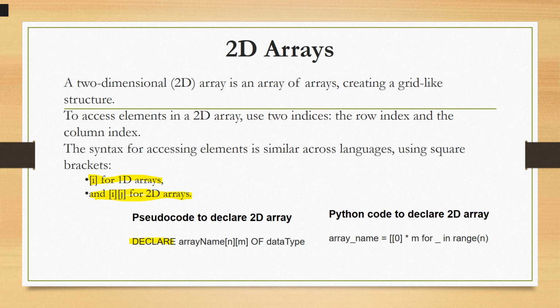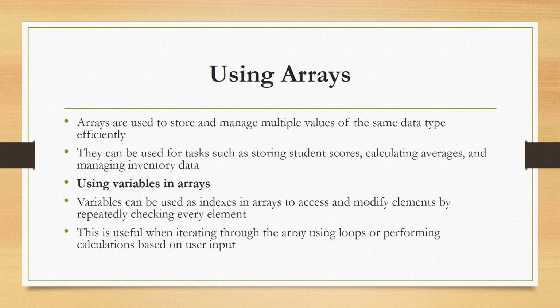The procedure to declare an array is very simple. We will be using the DECLARE keyword, array name, one square bracket in which we will be specifying rows, and in the second square bracket we will be specifying the number of columns. Using arrays. Arrays are used to store and manage multiple values of the same data type efficiently. They can be used for tasks such as storing student scores, calculating averages, and managing inventory data.